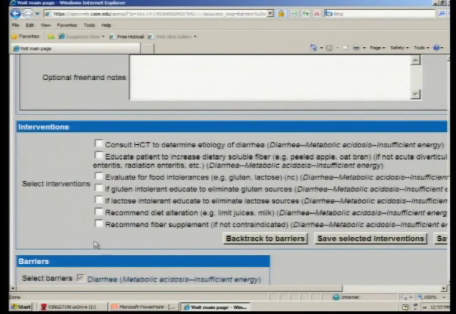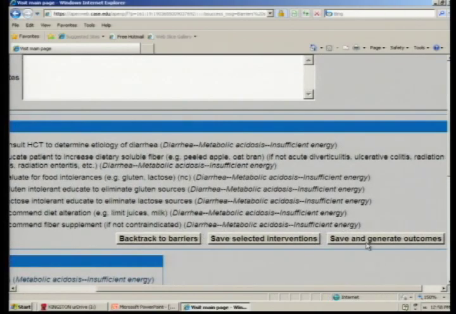And so I've got some potential interventions to think through. Are they gluten intolerant? Do I want to evaluate for lactose? Do I want to educate the patient on dietary soluble fiber? Or consult the healthcare team to determine what's going on with this patient? Recommend diet alteration. So you can see the interventions are pretty specific and relate to diarrhea. I'm going to say we're going to consult the healthcare team to determine the etiology, because I don't know why they have diarrhea.